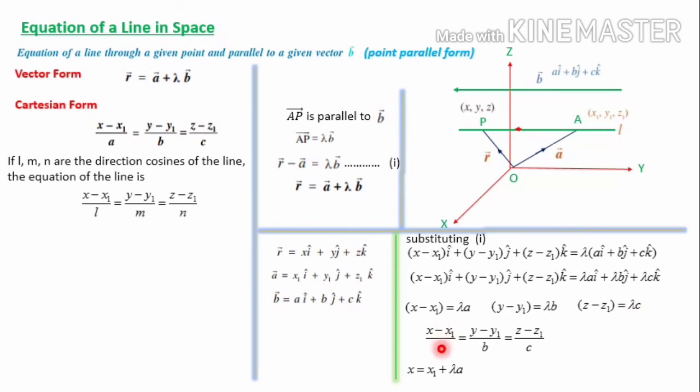Then x minus x1 by A: if you take A to the left side, it comes as a denominator. So x minus x1 by A equals lambda, y minus y1 by B is equal to lambda, and z minus z1 by C is equal to lambda. Everywhere we are getting lambda on the right side, so the left sides will be equal. That is, x minus x1 by A equals y minus y1 by B equals z minus z1 by C. This is the Cartesian form of the equation.